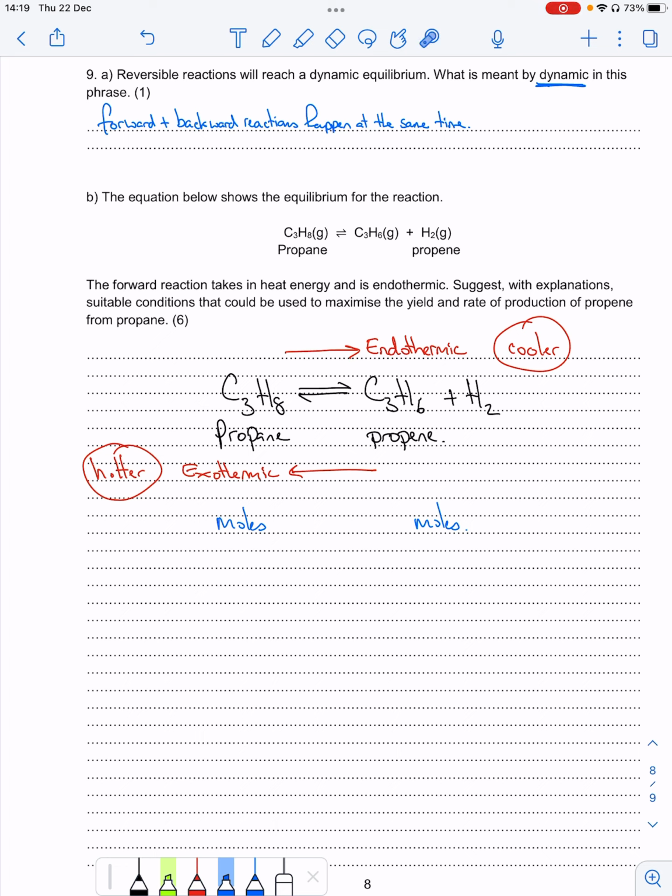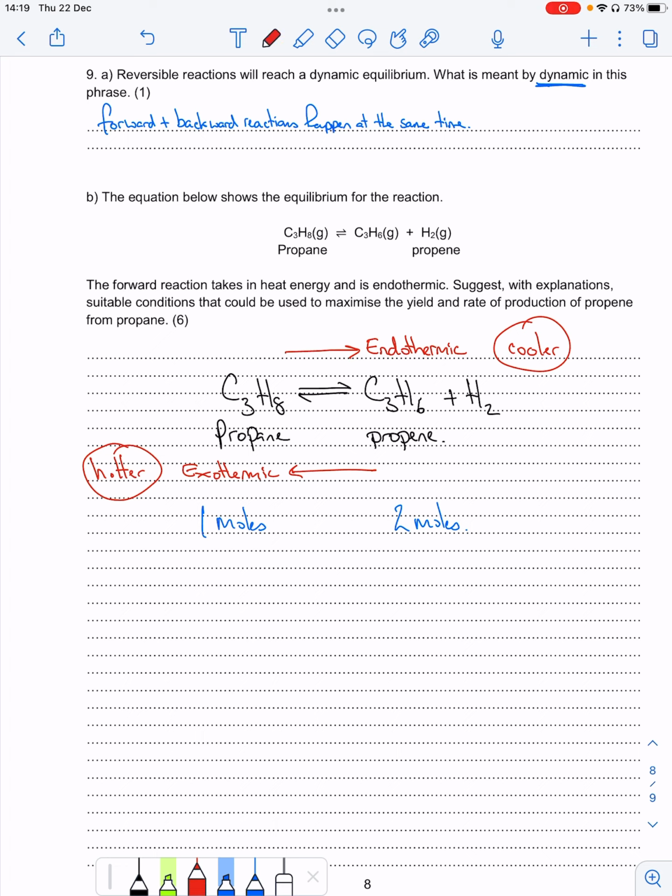Next bit of information is let's work out how many moles there are on each side. So here I've got propane. I've only got 1 mole of it. So on this side of the equation, I've got 1 mole. And on this side, you can see I've got 1 mole of propene and I've got 1 mole of hydrogen. So on this side, I have got 2 moles in total.